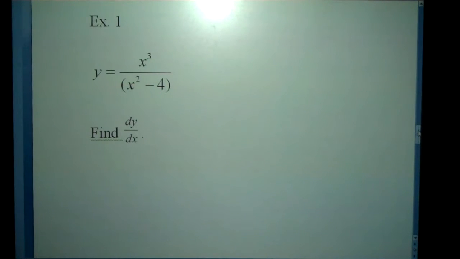Right, example 1. I think you can try this on your own, since we've already done the product rule and this has a lot of similarities. y is equal to x cubed divided by the quantity x squared minus 4. This problem should take about 5 or 6 minutes, especially since it's your first try. You can pause the video now.